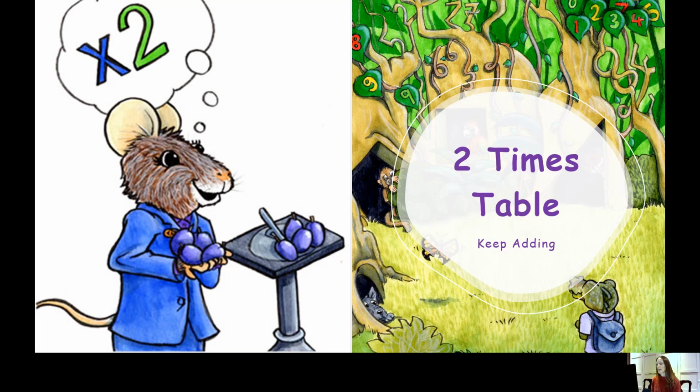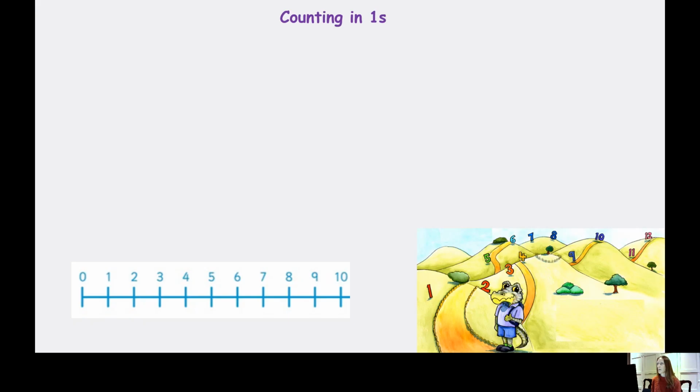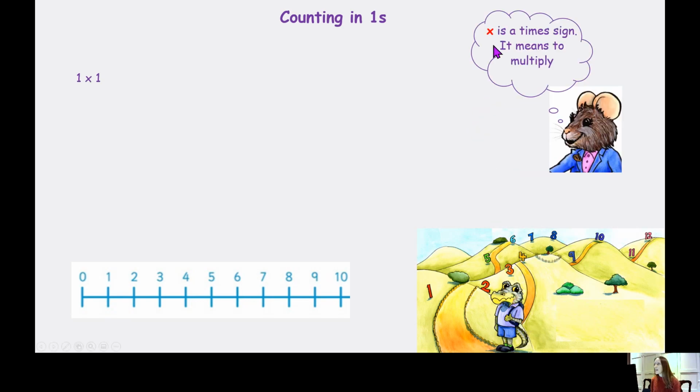I'm sure you're already brilliant at counting, and that means you're really good at using your 1x table. When we look at numbers in a times table, we have to use multiplication to form those numbers. The first number in the 1x table is formed by working out the answer to 1 times 1. This cross symbol here is a times sign or a multiplication sign, and it means that we have to multiply, and we're going to be working out what that means today.